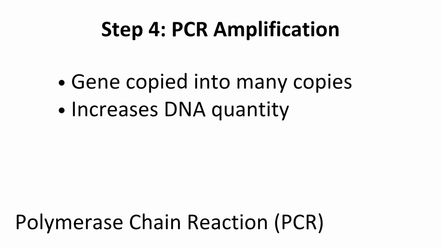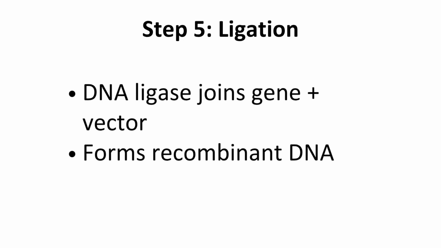The selected gene is amplified using PCR. This means we make multiple copies of the gene. It increases the quantity of DNA for further steps. In this step, the gene is inserted into a vector. The enzyme DNA ligase helps in joining them. This forms the recombinant DNA molecule.